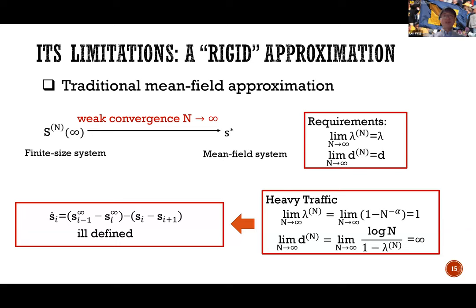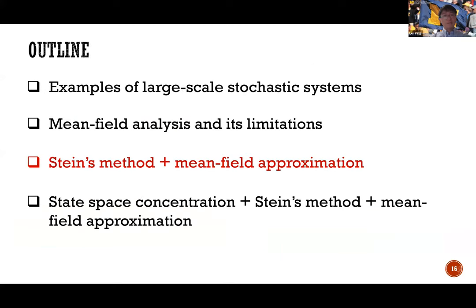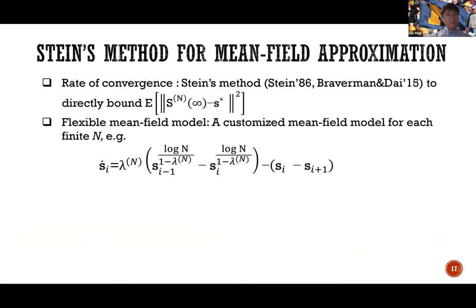The problem is it is a useless answer for us because what we try to understand is, for finite n, how the system performs, how, for example, the queue length delay scales with n. But the limit tells us everything is unstable, everything is infinity, so it's not very useful for understanding the finite size system, okay? So we try to overcome this problem, and we utilize Stein's method and mean field approximation to overcome it, okay?